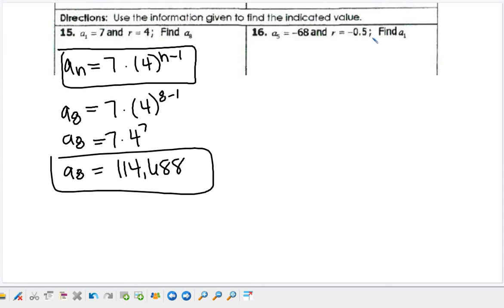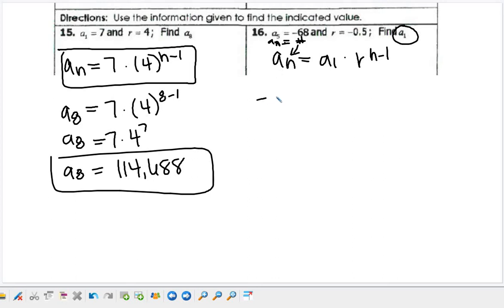So number 16, it's the same formula. A sub n is equal to a sub 1 times the ratio to the n minus 1. The only difference is we're not given a sub 1. They want us to find a sub 1. So they give us an a sub n. So my n is 5. And this is the number that I plug in for a sub n.